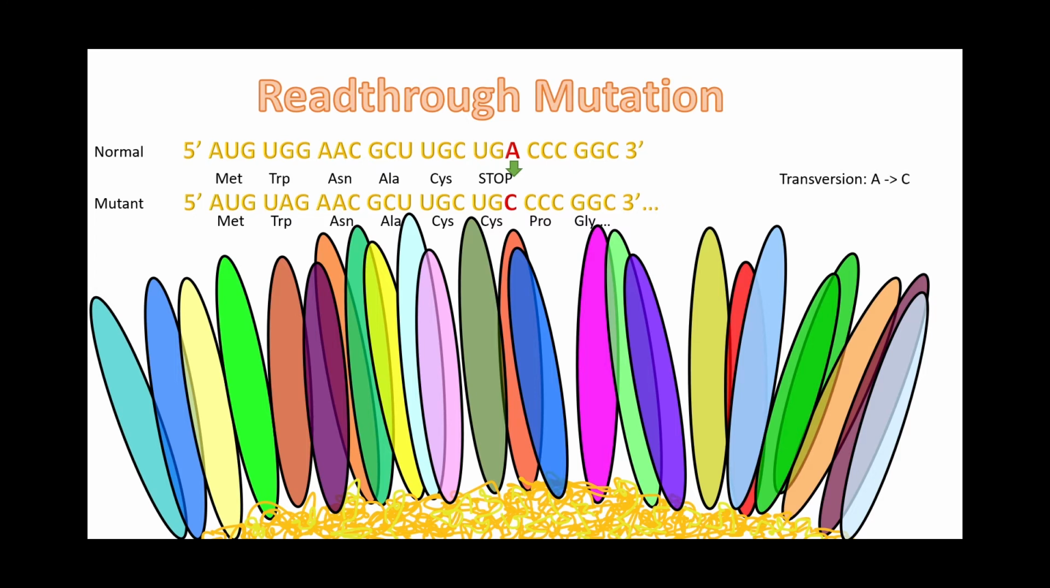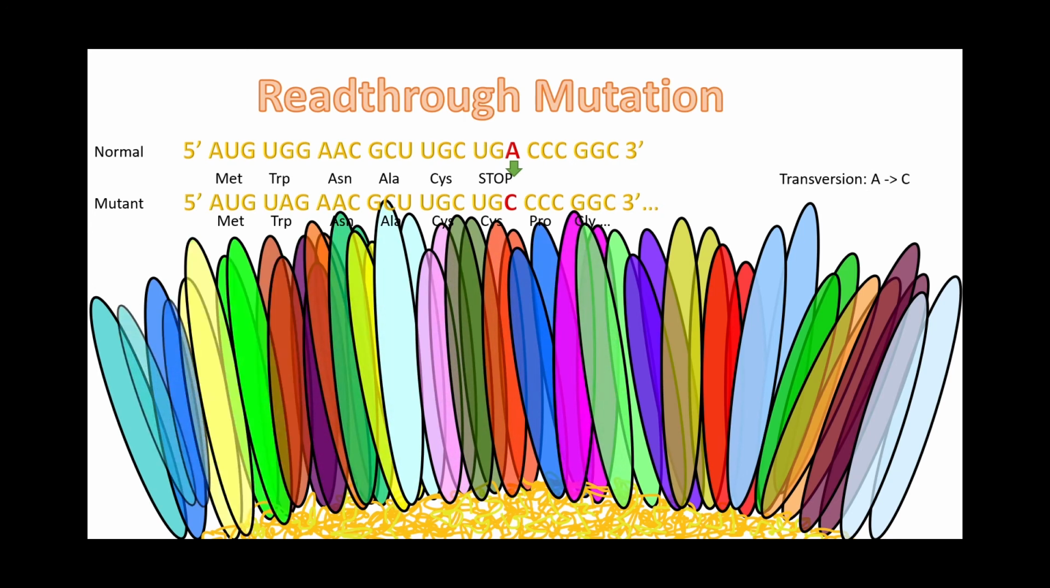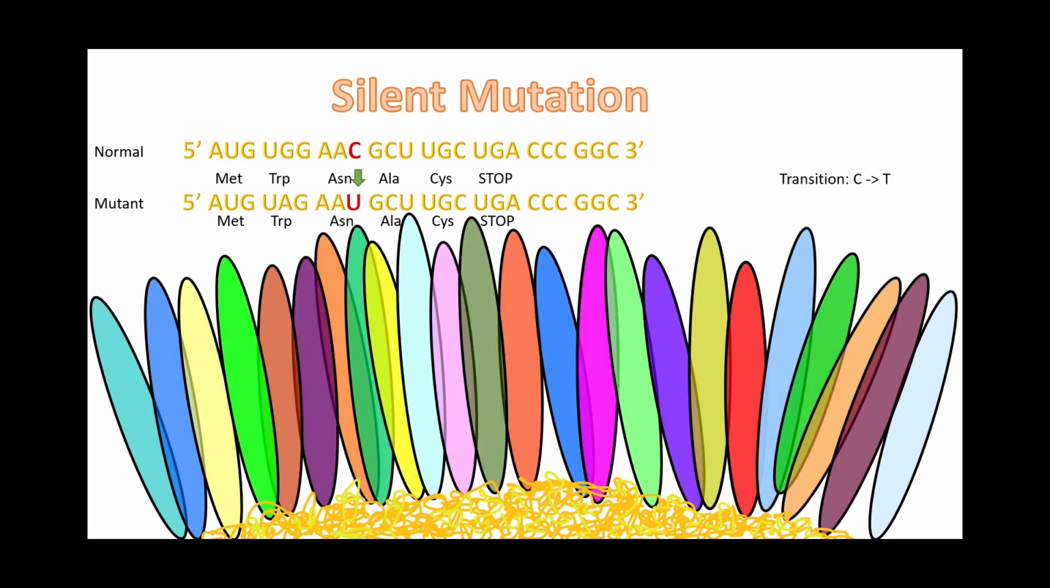Here in this read-through mutation, the stop codon UGA changes to UGC, which encodes for cysteine. This sequence is continuous until a stop codon has been reached. The petals here have overgrown and become longer. The base changed from A to C, a purine into a pyrimidine, so transversion took place.